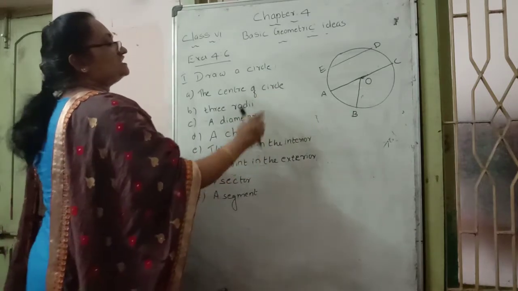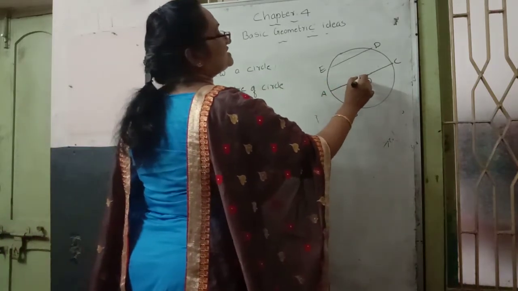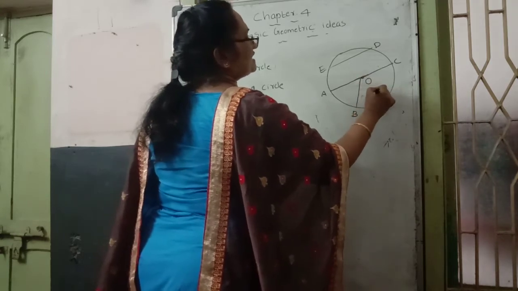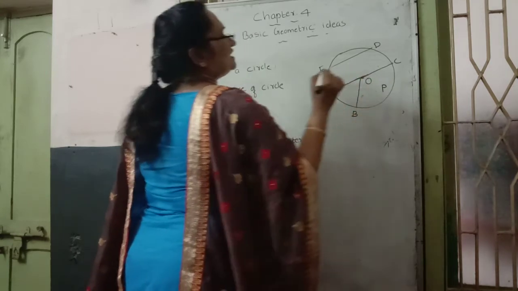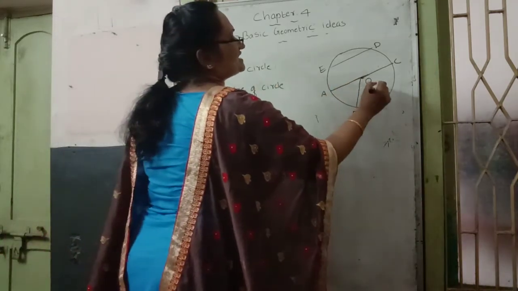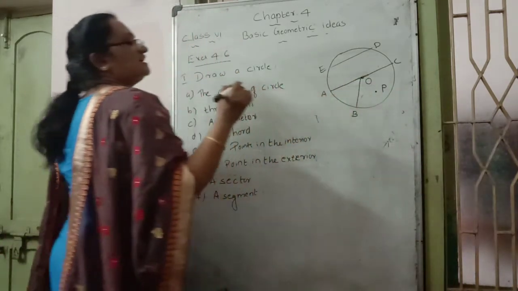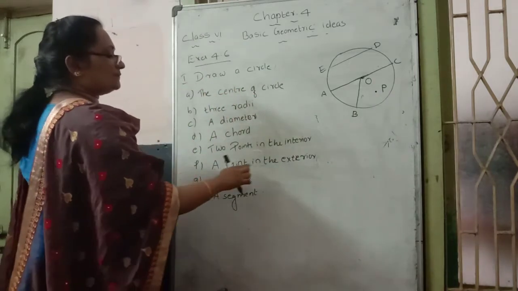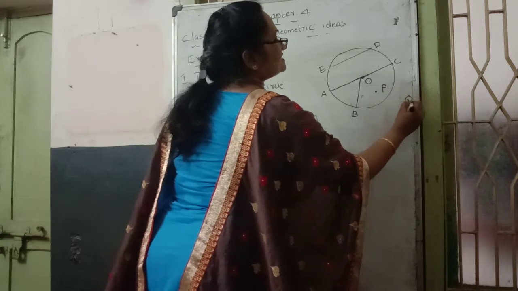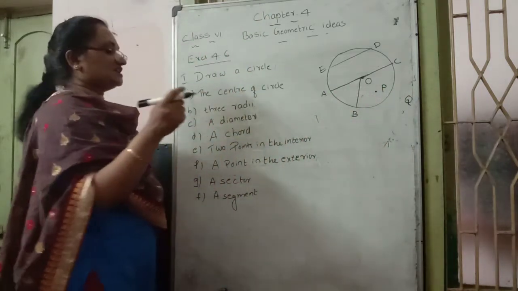Two points in the interior. Which points can we say? Here we can mark O, and here I mark a point P. So there are infinite points. O is a point inside and P is a point inside the circle. A point in the exterior. Exterior means outside. Any point I mark, Q, is a point outside of the circle.